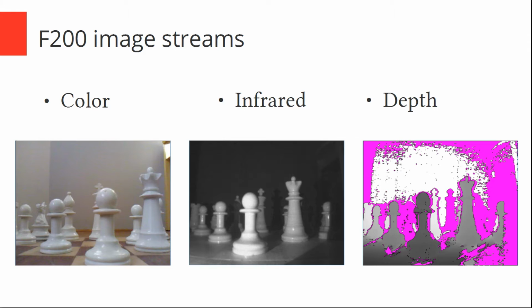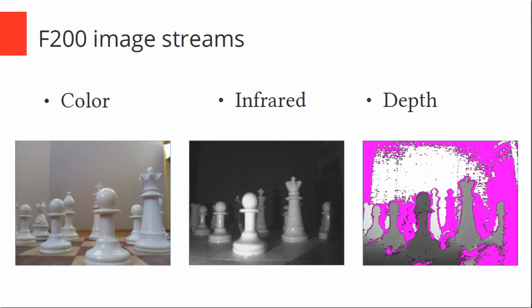The F200 camera provides three different streams: color, infrared, and depth. The color stream is just a normal camera. The infrared stream is basically a camera that is more sensitive to infrared light. Finally, the more important one, the depth stream, is basically information about the distance of each object.